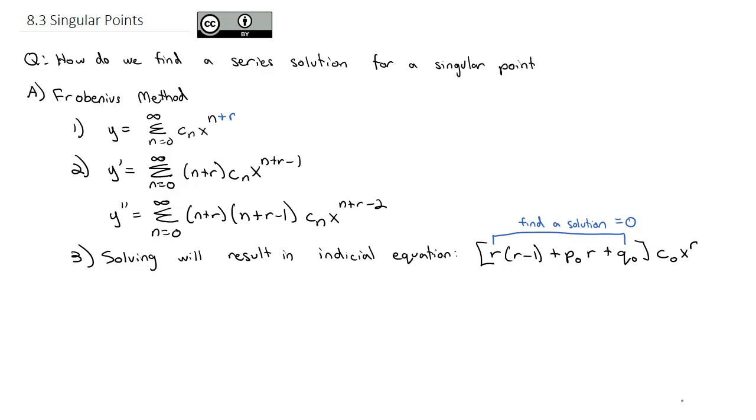Actually, when we do that, we're going to end up with a quadratic in terms of r. We'll have an r squared term, which means we're going to get our two possible solutions for r. We'll call them r1 and r2. And what's really important to note is that if r1 and r2 do not differ by an integer, in other words, we have the number 7 and the number 8 thirds. Those differ by a fraction, not an integer. Then we will be able to find two independent solutions.